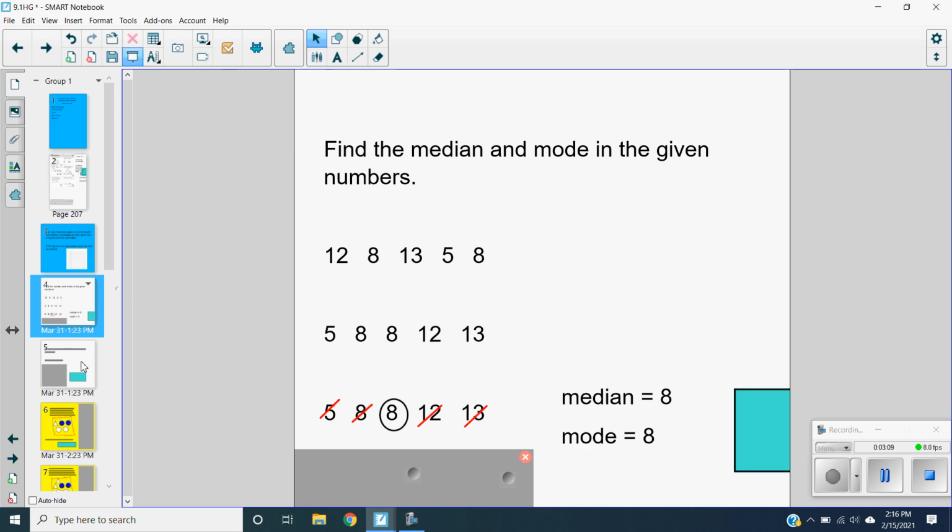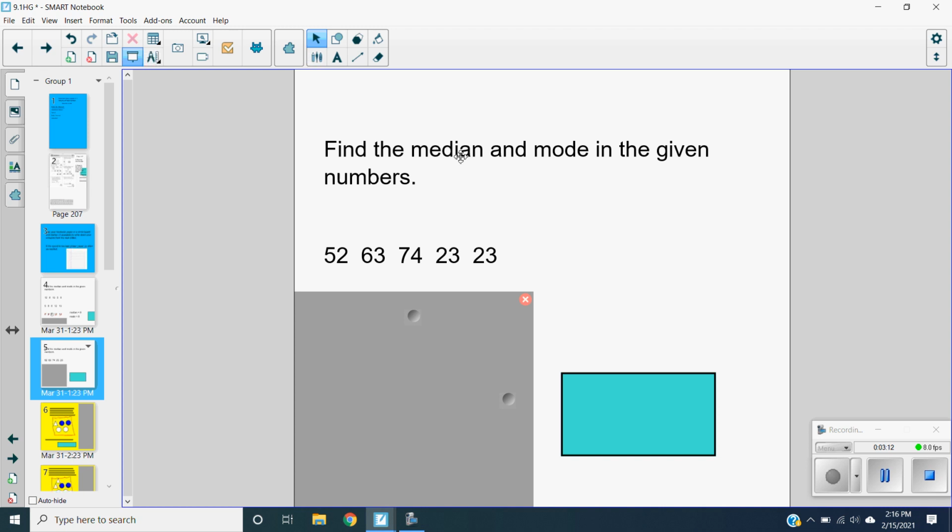Let's try one more like that. So can you again find the median and the mode, but this time use the numbers 52, 63, 74, 23, and 23. Press pause and play when you're ready to check.